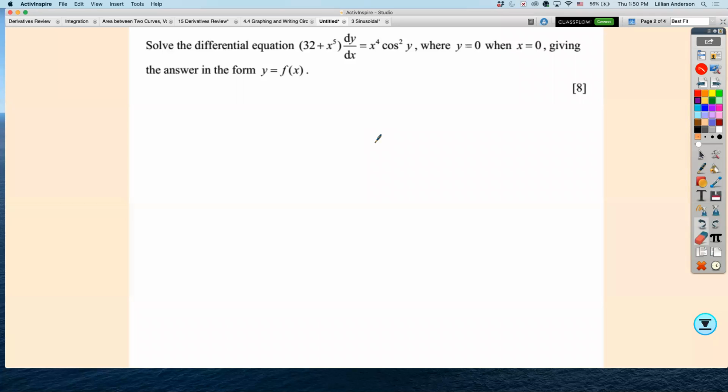Solve the differential equation (32 + x^5) dy/dx = x^4 cos^2 y, where y = 0 when x = 0, giving the answer in the form y = f(x). So we have a differential equation. How are we going to start off to solve this?